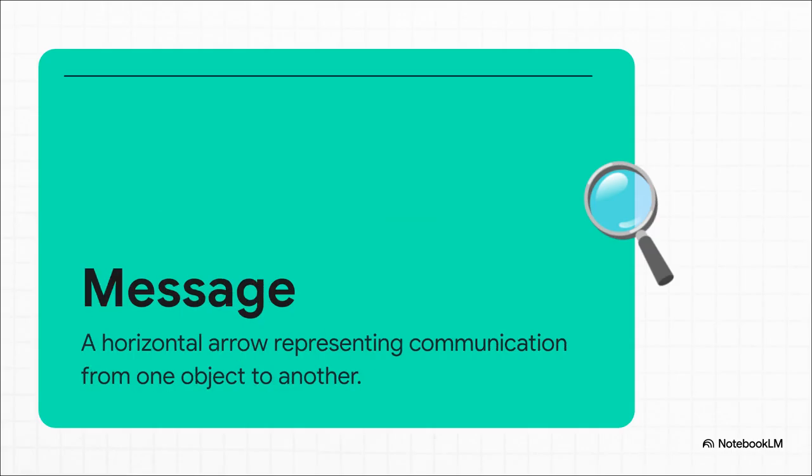And last, but definitely not least, this is probably the most important part, are the messages themselves. These are the horizontal arrows that go back and forth between the lifelines. Each arrow represents a specific communication, like a function call or a request for data. This is really the heart of the diagram. It's the actual conversation we're trying to map out.